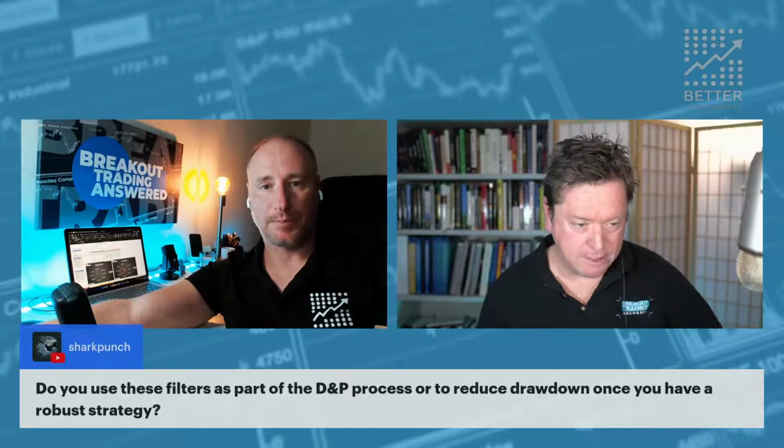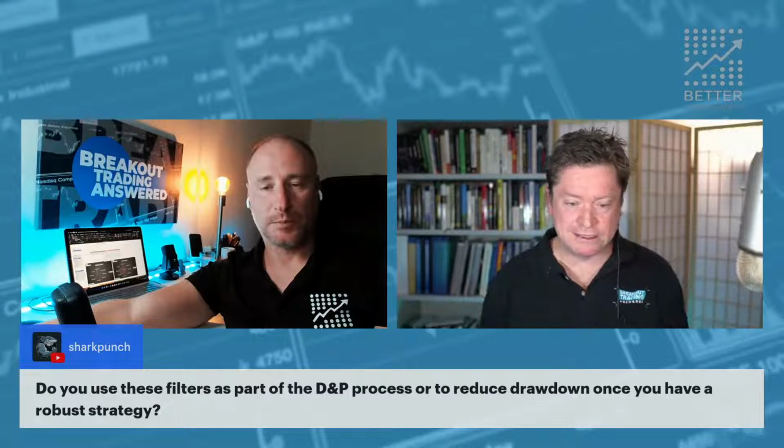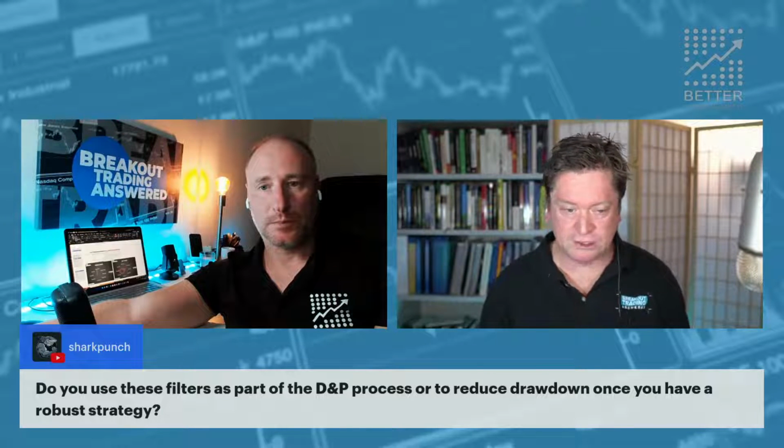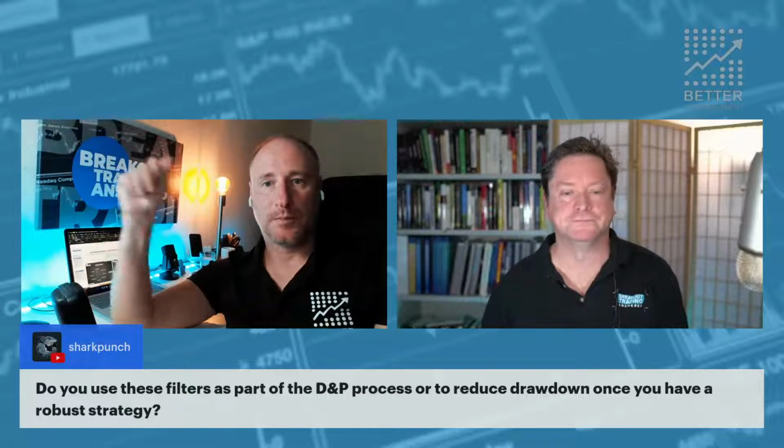Yeah. Another question here from Shark. Here we go, coming up on the screen. Do you use these filters as part of the DMP process or to reduce drawdown once you have a robust strategy?